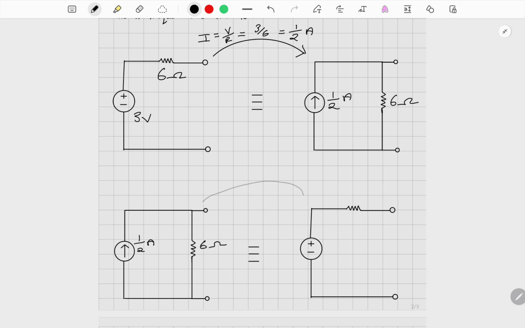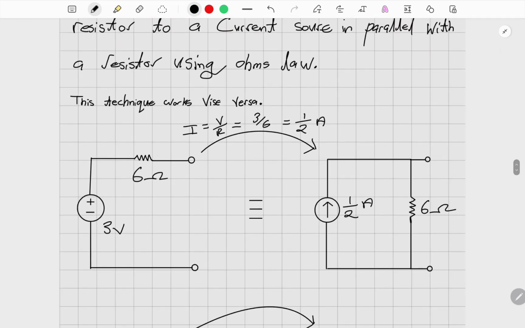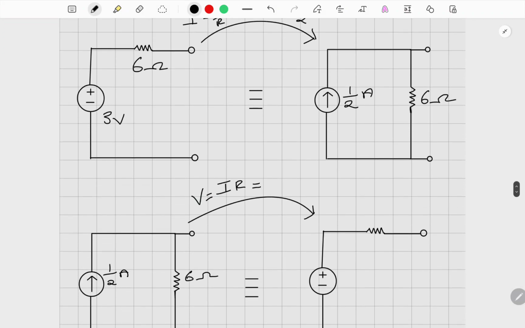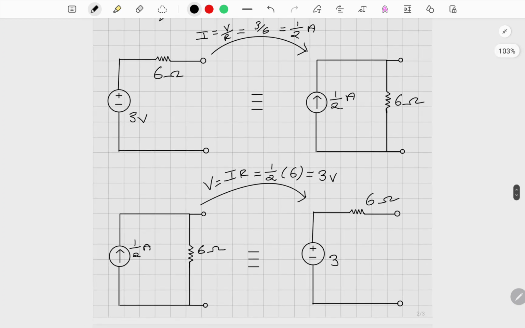So using Ohm's law, I'm just going to move this R to the other side and get V is equal to IR, and that is equal to 1/2 times 6, just basic math, which is equal to 3 volts. So now my new voltage source value is 3 volts, and my resistor value stays the same. And keep in mind that your resistor value for source transformation will always stay the same. It's just the value of your current and voltage sources that usually change depending on the numbers.